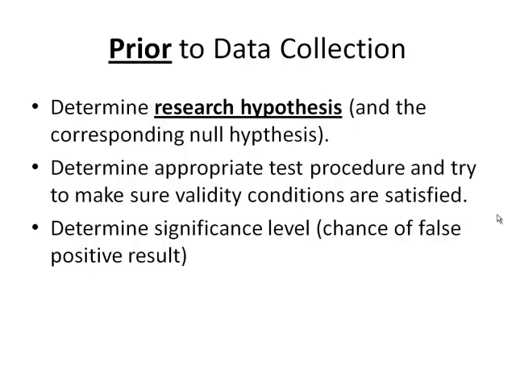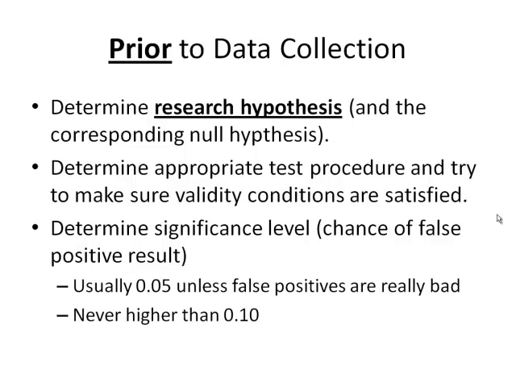The significance level is the chance of a false positive result. It's the chance that we do conclude our research hypothesis to be true when reality is that it's not true. In terms of the significance level, usually we'll use 0.05 unless false positives are really bad. If false positives are really bad, then you might lower that to 0.01. Never would we want to use a significance level higher than 0.10. Right? We would not want to take more than a 10% chance in any case of a false positive result.